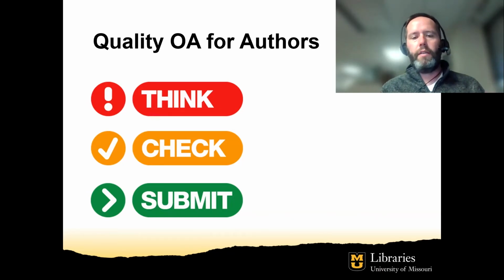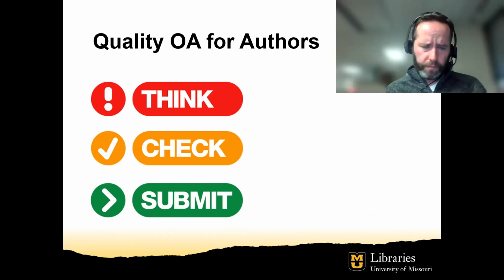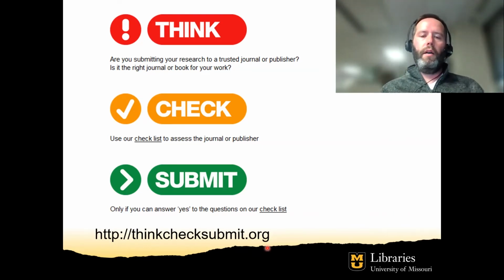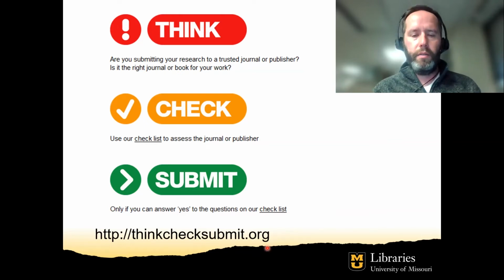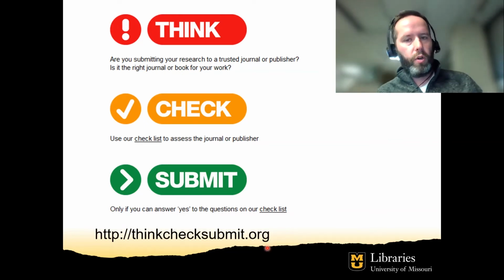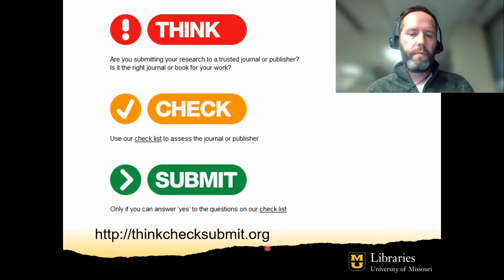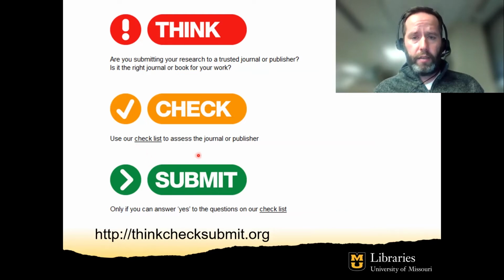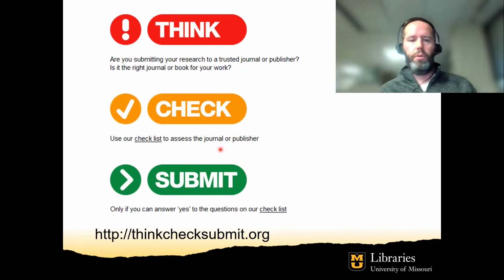And so when you're trying to make this determination, it's sort of a three-step process. And again, another link, another website. Think, check, submit. All right. So the first step is to think about whether this journal that is maybe soliciting you, or that you're thinking about submitting to, is a trusted journal or a trusted publisher? And is it the right journal? And then this site also has a checklist to assess the journal or the publisher.